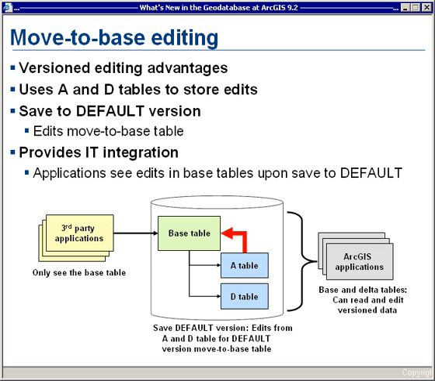Move to base editing is versioned editing with a twist. All the edits during the edit session are actually stored in the A and D tables. However, if you are editing the default version or posting to the default version, these edits will move back to the base table on the save. Therefore, your third-party applications will be able to see those edits as soon as they've been saved to the default version. If your edits are saved to a different version, they will remain in the A and D tables and only are accessible through applications that understand the version architecture.